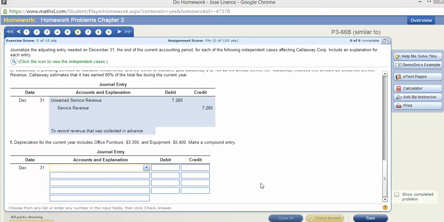Okay, let's make our accrual for depreciation at the end of the cycle to recognize the fact that office furniture and equipment is less valuable at the end of the year than at the beginning of the year. It's pretty simple. Notice that they give you what the amounts are.